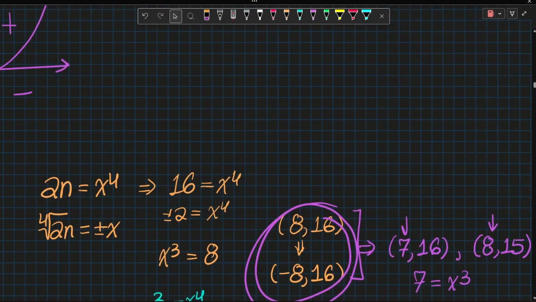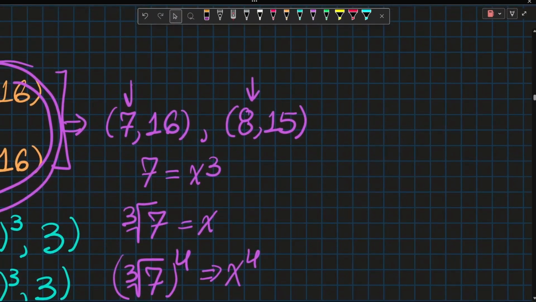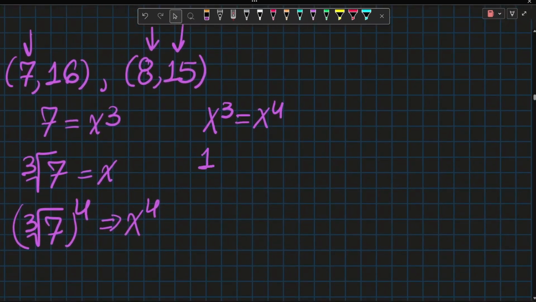If this had been like xy, so x cubed y to the 4, then this could be possible. But because we're relying on the same value, it must be that x cubed is equal to x to the 4 in some way, okay? So 1 is equal to x. That's when these two values are the same.